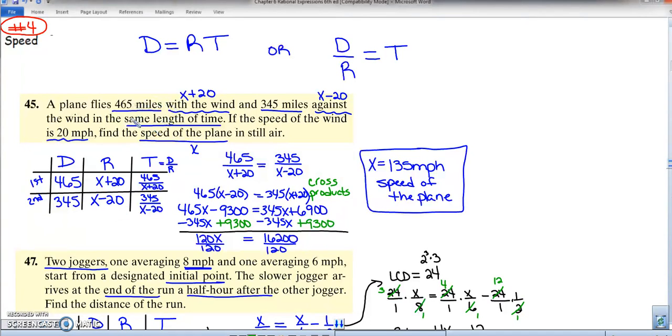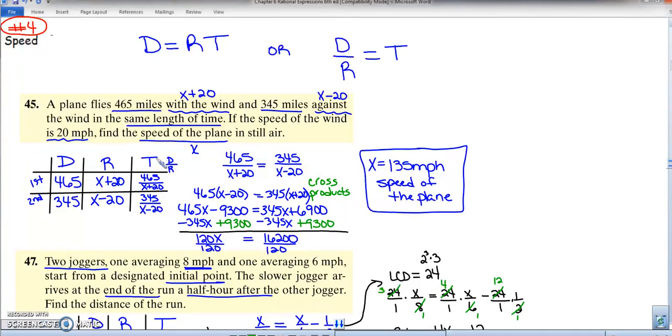So let's begin to gather the details that they've given us. It says here that the plane flew 465 miles with the wind. So with the wind means that that 20 mile per hour wind was adding to the speed of the plane. So we have the distance going and we have the rate going would be x plus 20. The distance returning was 345 and it was against the wind. So that means that the 20 mile per hour wind was slowing down the plane by that much. So x, the speed of the plane, minus 20.